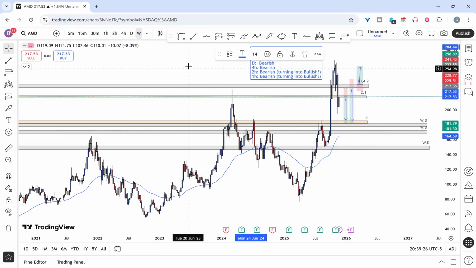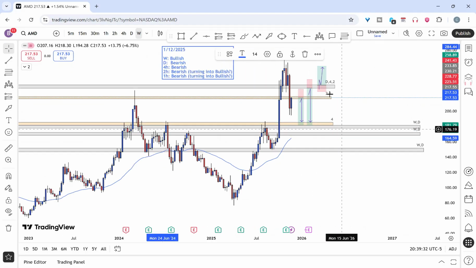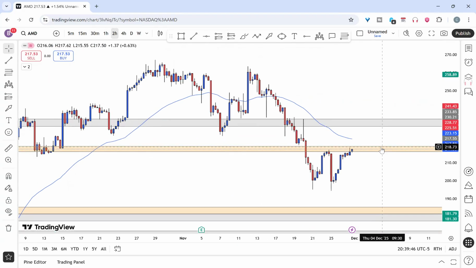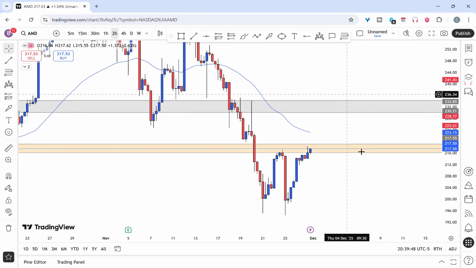But since we have so many time frames that turned into a bearish trend, there's a higher chance that it goes further down. But as you guys can see right here, you can read from the 2 hour and 1 hour time frame that it may turn into a bullish trend. So I can show it to you right here.